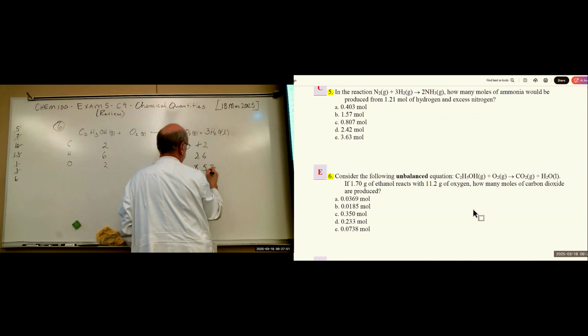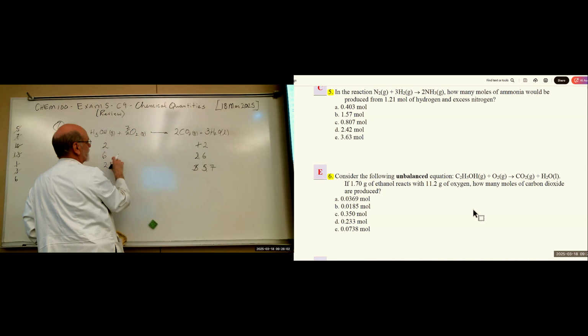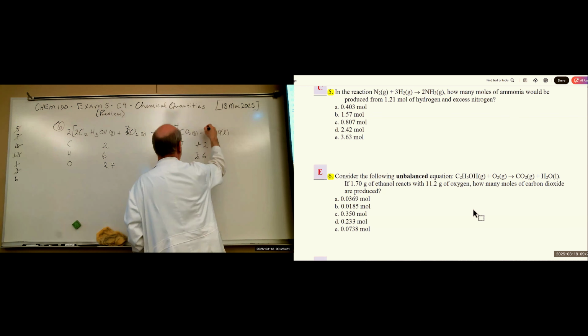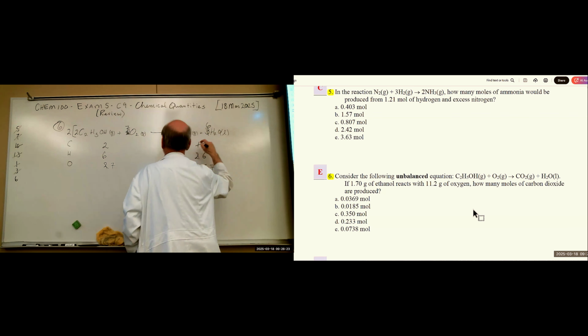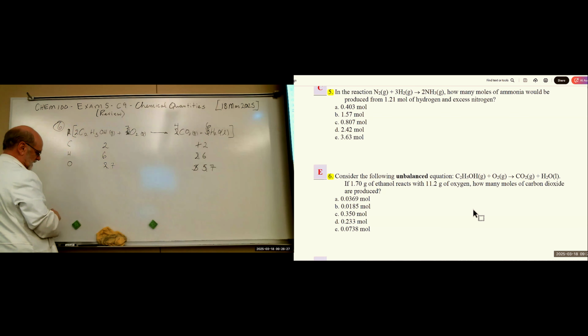Now we go to the oxygens and we use our fraction trick. 7 halves of that oxygen will give us 7 oxygens. And then we want whole number coefficients. So we multiply the whole thing through by 2. That puts a 2 here, gets rid of that fraction, puts a 4 here, and a 6 there. Okay, so we use that one up. Now we have a balanced equation.